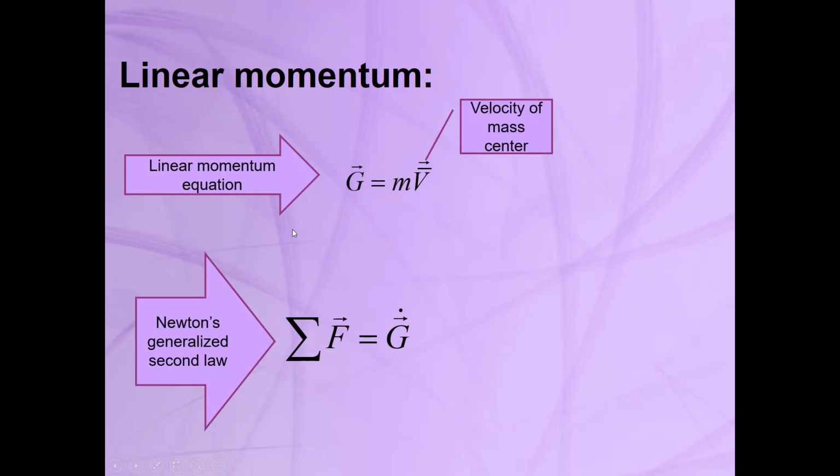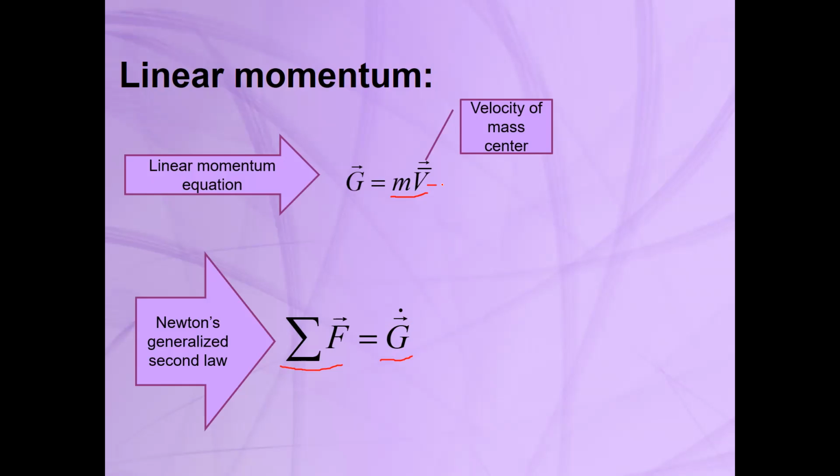So according to this definition, you can use this equation, and if you substitute into Newton's second law, you can extract Newton's second law in the form of the linear momentum, because we know that in Newton's second law, the summation of the force is equal to mass times the acceleration. In this equation, we have mass times the velocity. So G dot means the first derivative of G with respect to time.